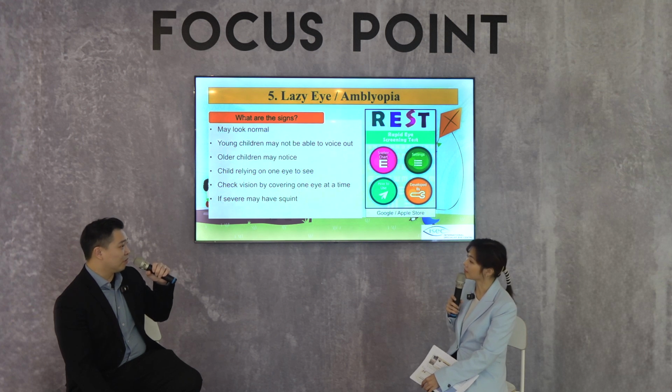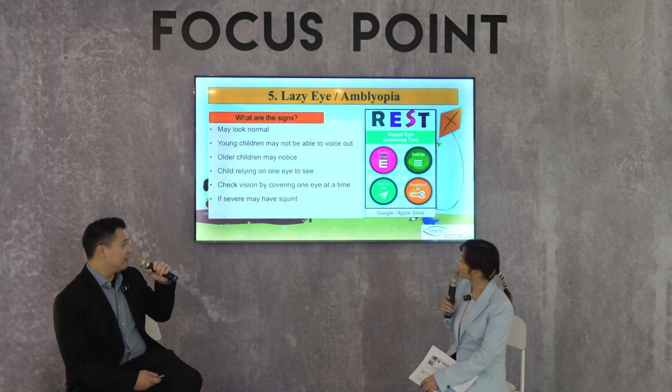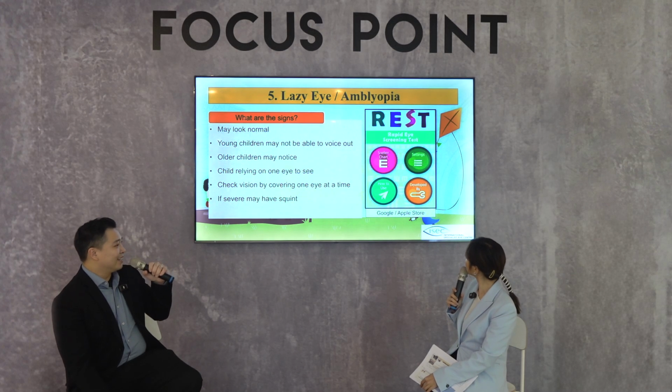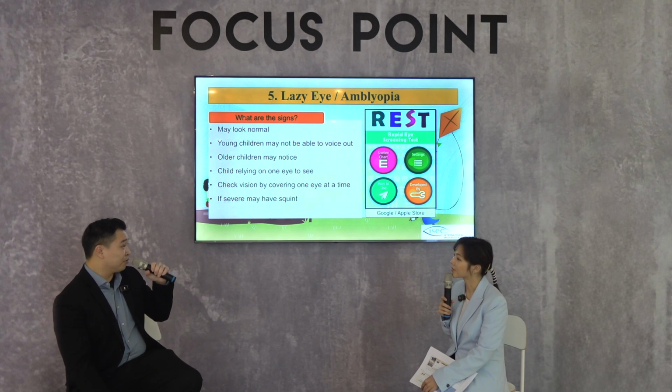So what we can do is download this app, which is a rapid eye screening test developed by Dr. Chan from Isaac. It's available on the Google Store and the Apple Store for free. So you can use it to do a simple eye screening at home before you decide to send your child for an eye checkup.